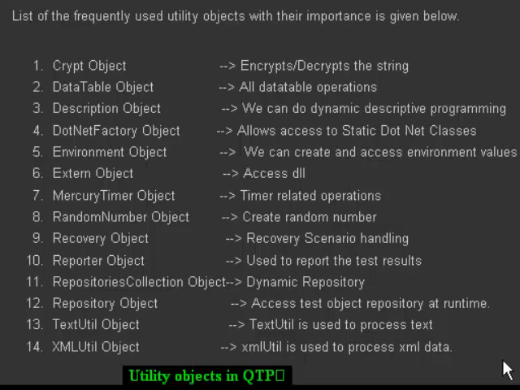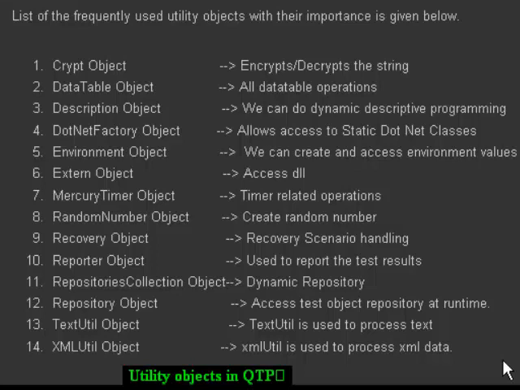And the Environment object is again another object that can be used in QTP. Now this object is used to access the built-in or user-defined environment variables. Now the External object is used to access the DLL, and the MercuryTimer object is used to find the elapsed time, or it can act as a timer, etc. Then the RandomNumber object is used to create the random numbers in QTP.